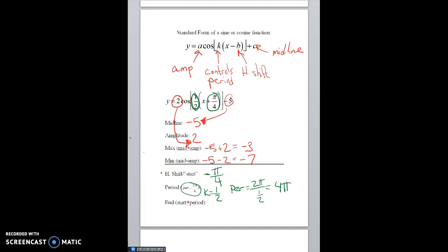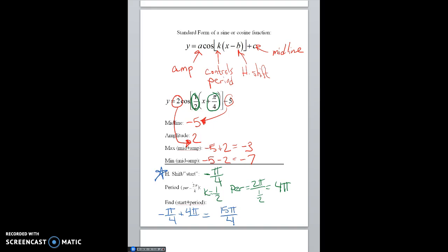To figure out where the cycle ends, you take the starting point, which we discovered was -pi over 4, and then we add the period. So -pi over 4 plus 4 pi. You're going to have to make a least common denominator to add these together. Take my word for it, you're going to get 15 pi over 4. So the cycle will end at 15 pi over 4.